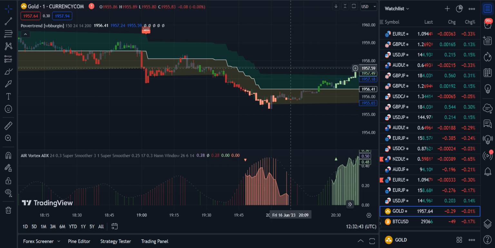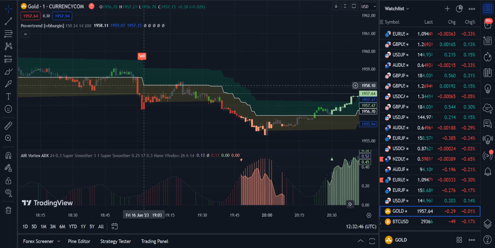Now what we have to do, first of all, you have to look towards your first indicator, and if you see, the Power Trend indicator has given us the sell signal here. For a sell signal, you must seek a few conditions to be fulfilled. So the first condition is that your indicator is giving you the sell signal. The second thing is that your market should be below the Power Trend line, and that is also fulfilled.